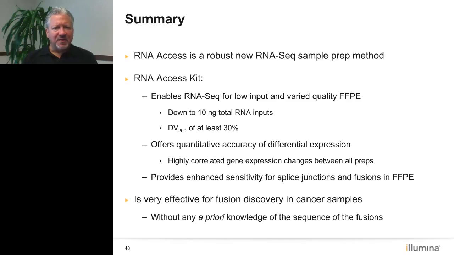And then you can look at quantitative accuracy of differential expression. All three of these preps compare to each other relatively well in terms of both absolute counts, but also especially fold change differences. And then we can use this to get enhanced sensitivities for splice junctions and fusions. This is also a very efficient, effective way for fusion discovery in cancer samples, even without any a priori knowledge of which fusions you're going for.